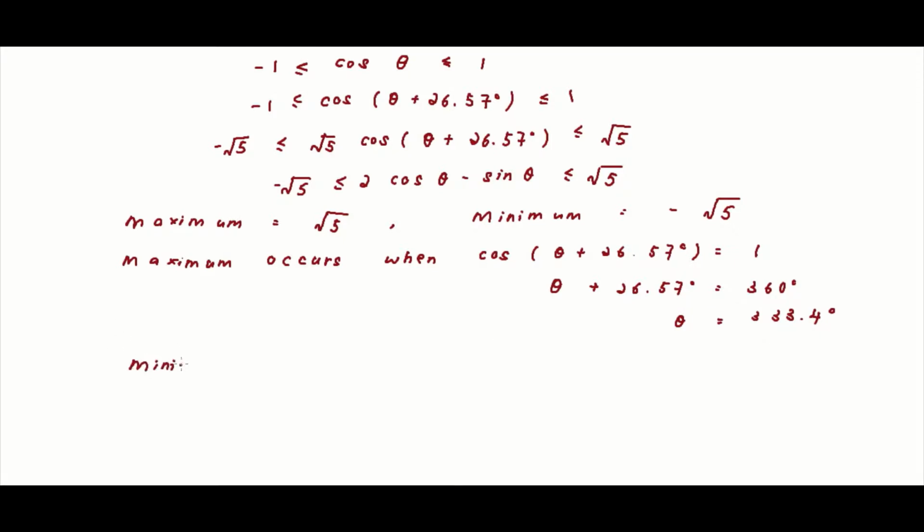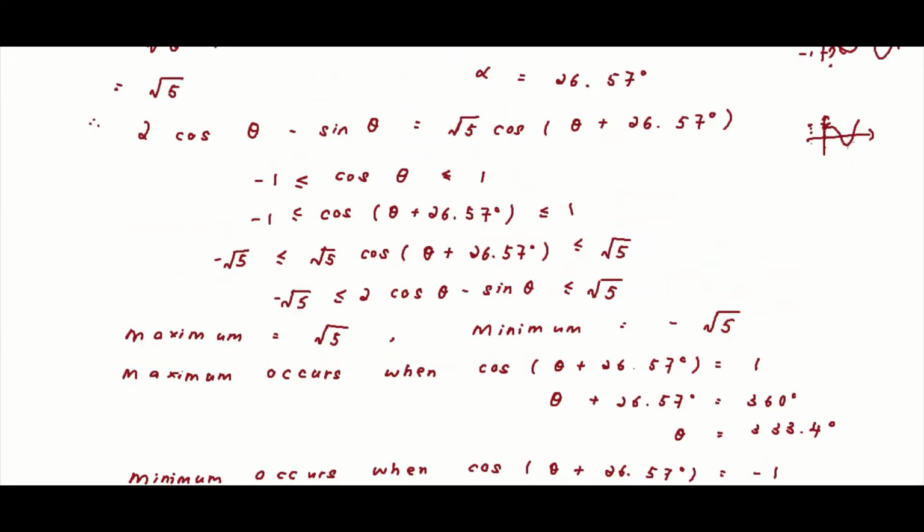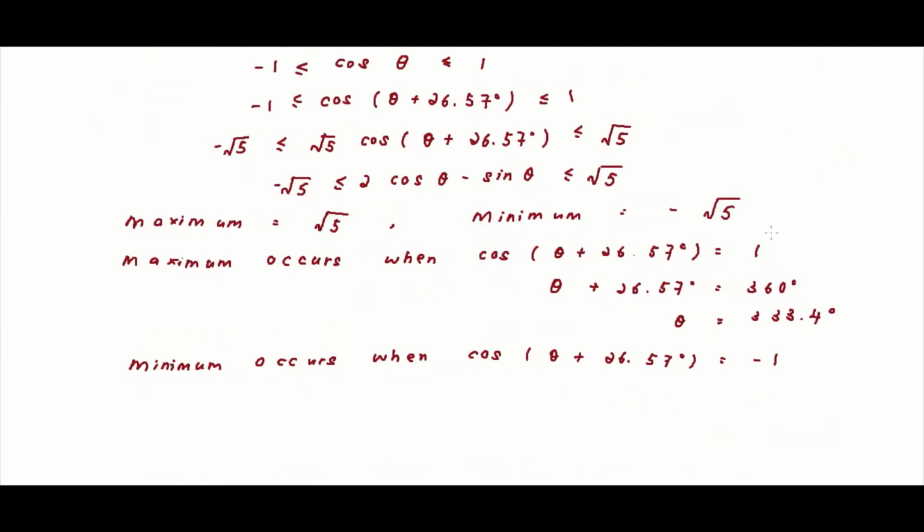So same thing, minimum occurs when the part for cos theta plus 26.57 is equal to -1. Okay, so same thing. So you should know that for cos will be at -1, it should be at the point for 180. Okay, so theta plus 26.57 should give you 180. So what is your theta? Your theta will be equals to 153.4.